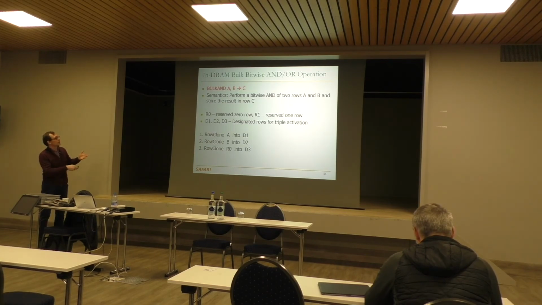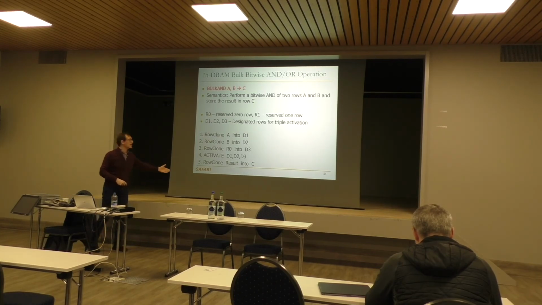And then you row clone R0, which is all zeros, to row D3, because we're doing AND, and you need to set C to 0. And we do the triple row activation. Now the result is in any of those rows, D1, D2, D3. And you row clone the result back into the array, C.